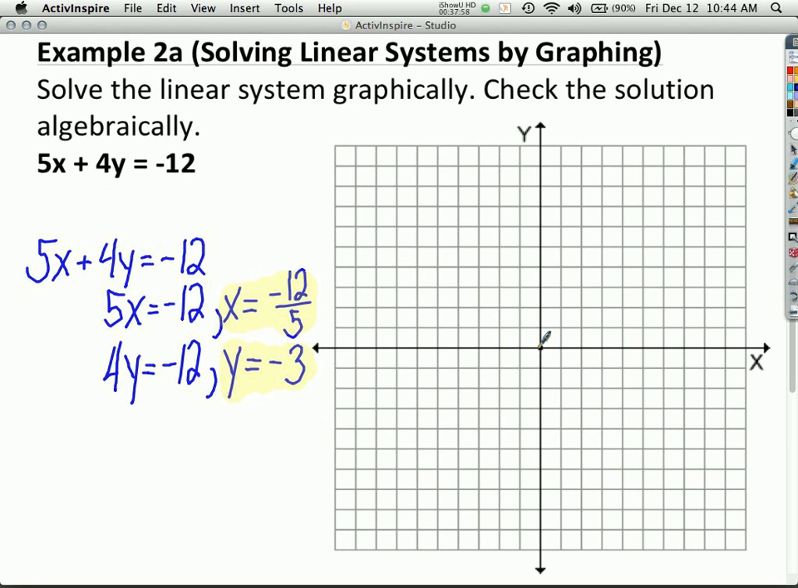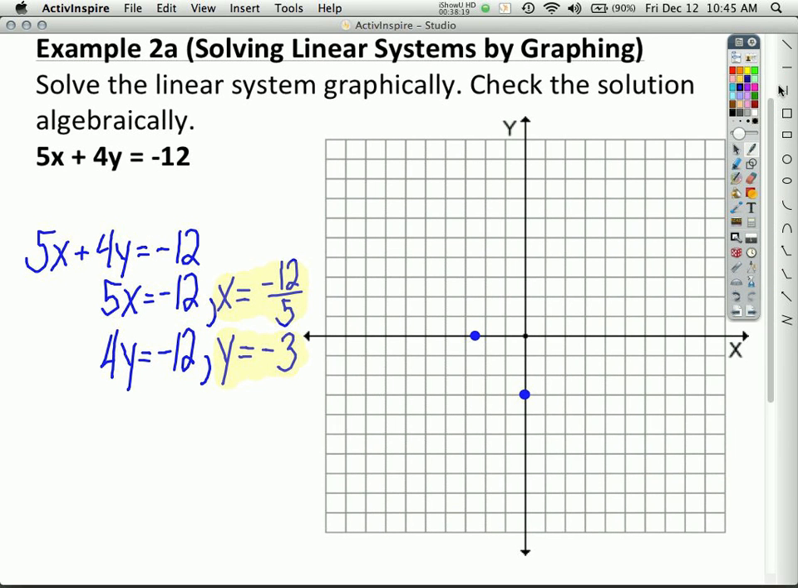So now let's go ahead and plot the x-intercept. Negative 2.4 is going to be about right there. It's a little bit less than halfway. Mine looks like it's about halfway, but that's close enough. And then the y-intercept is at negative 3, so that's easy. Just put it at negative 3, put a nice clear dot, and now you pick up your ruler, and you draw a line.